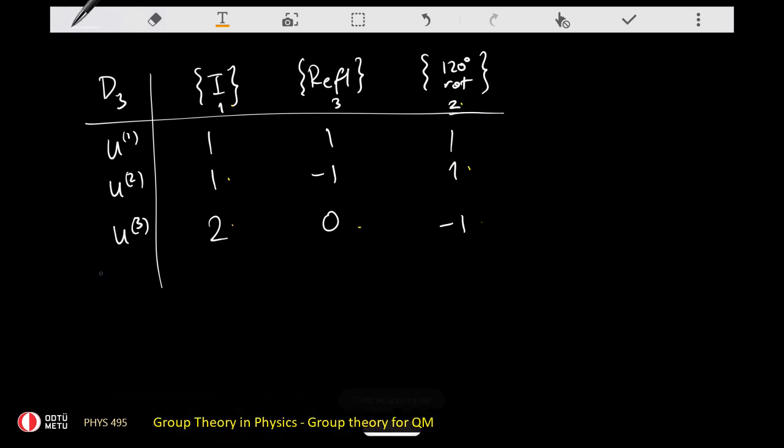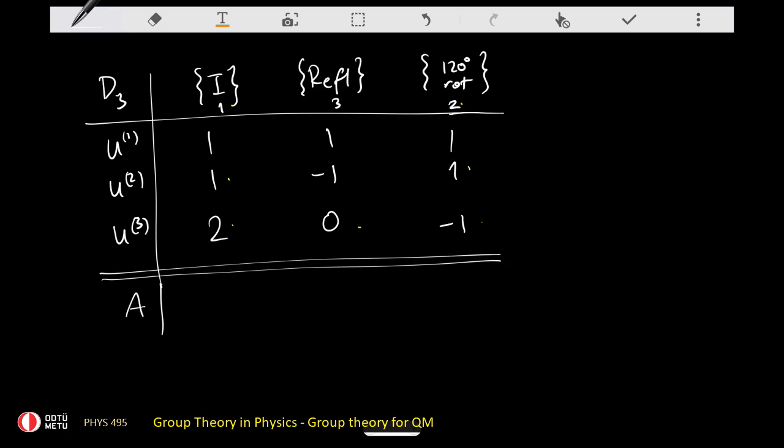And then at the bottom I also write down the characters of A. So identity has a representation, the character which is 1, which is equal to the dimension. Reflections, the character was 1, and rotations, the character was 0. You can see that this is just the sum of these two. So therefore A is a direct sum of U1 plus U3.